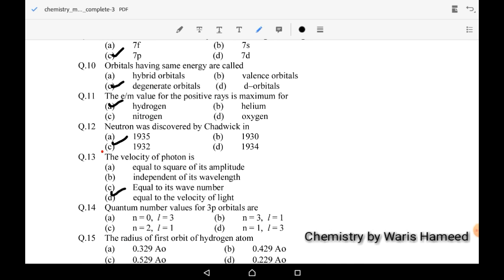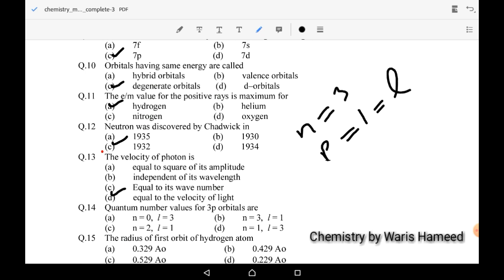Quantum number values for 3p orbitals are n equal to 3 and L equal to 1, where p is actually equal to L. So the correct answer is B. Next MCQ, the radius of the first orbit of hydrogen atom is 0.529 angstrom. C option is correct.